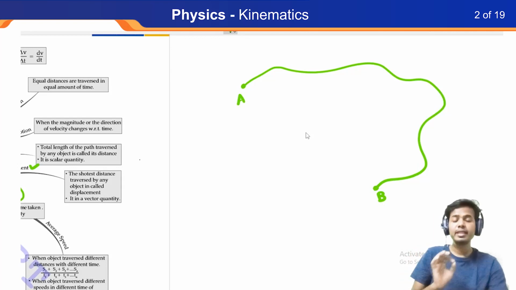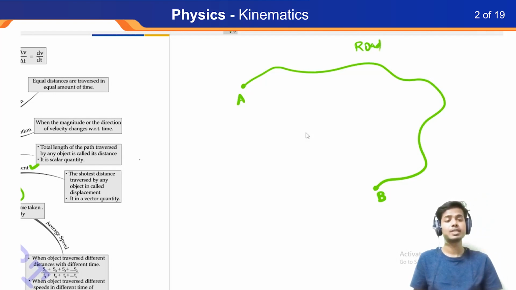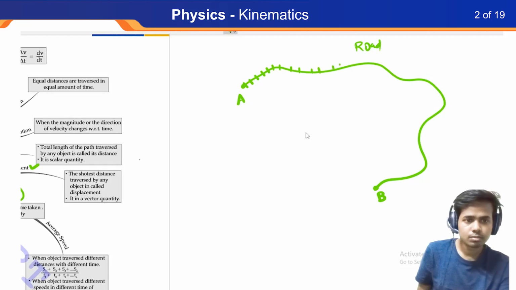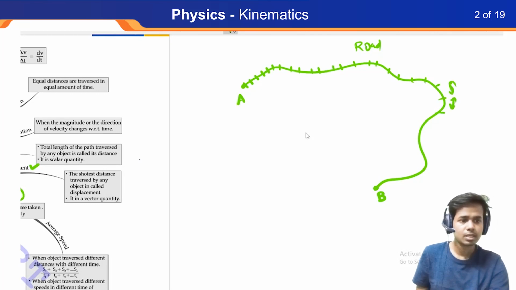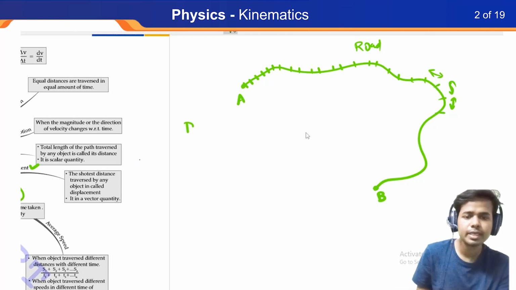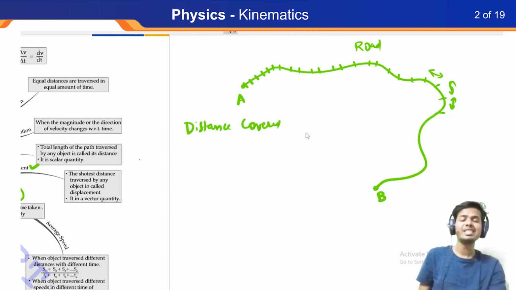Now, what is the net distance covered by this object? If let's say this is a road and you are doing a road journey, what will be the total length of the distance covered? You will find that distance by adding all these small distances, right? This distance plus this distance plus this distance. By adding all of that, what you will get is distance covered.